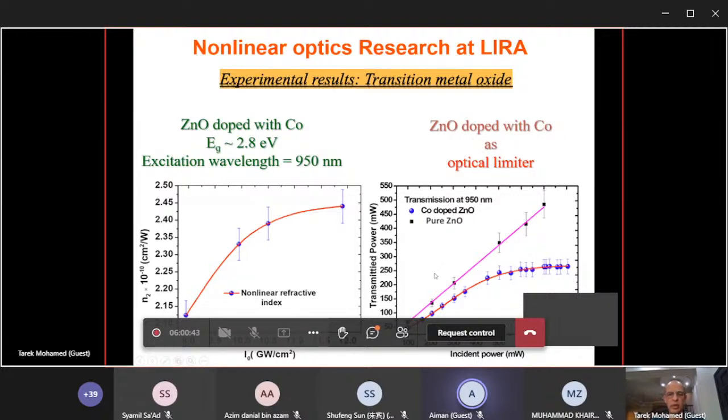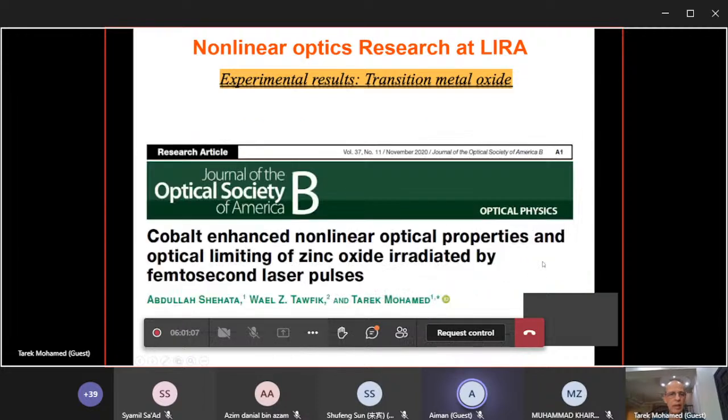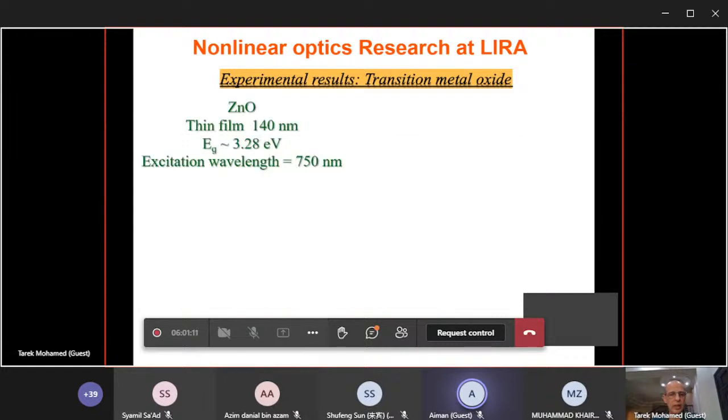And here we check whether we can use the zinc oxide doped with cobalt as an optical limiter. So we check first zinc oxide without doping, and we can see the transmitted power increases as a function of incident power. So there is no limiter property here, but once we use zinc oxide doped with cobalt, we have an optical limiter here.